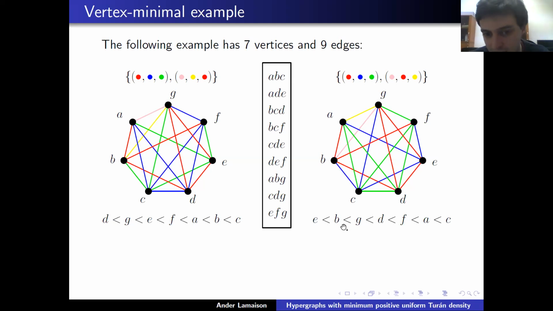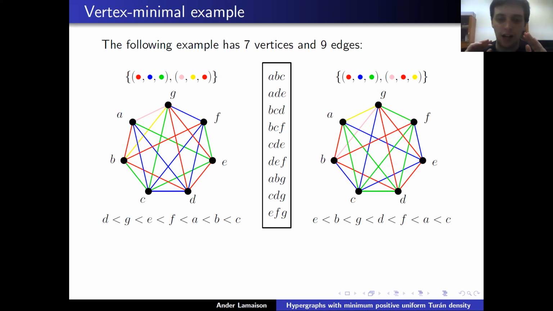Whereas in this other coloring scheme, we have B less than F less than C, and BF is now the left pair, and it's red. BC is the top pair and it's blue, and FC is the right pair and it's green. And red, blue, green is still one of the triples in our coloring scheme. So it does admit these two coloring schemes.